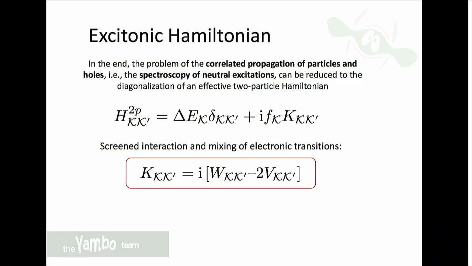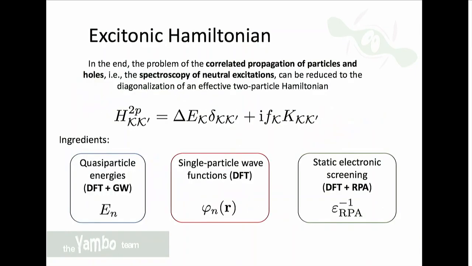What do we need to diagonalize this Hamiltonian? What are the starting ingredients? We need some quasi-particle energies, the best that we can get, maybe DFT plus GW, some single particle wave functions, so let's say DFT, and then, of course, for the W, we need to compute the static electronic screening, so static RPA, but this you already did in the tutorials with Yambo. So when we have this, we diagonalize, we get the excitons.